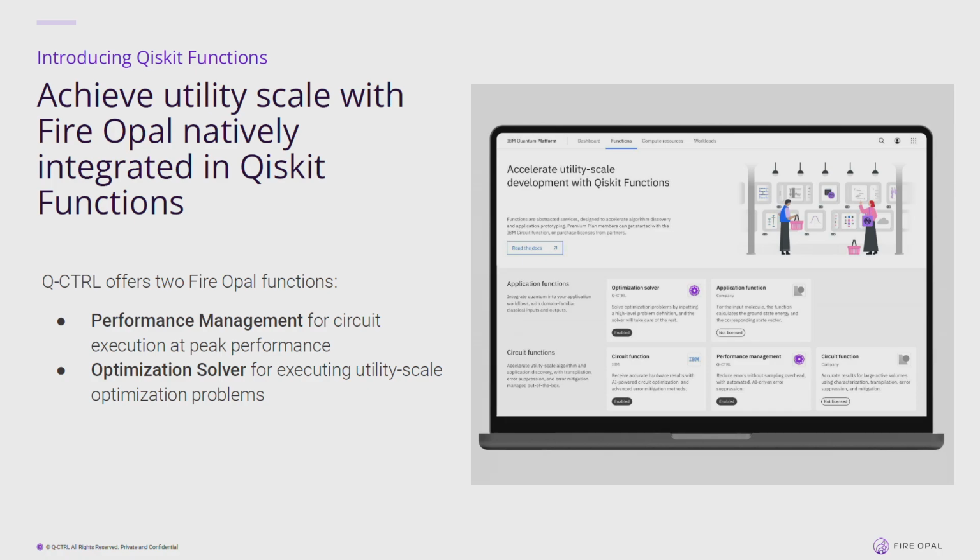That means that if you have access to the premium IBM machines, you'll be able to get access to those functions. One of them is this performance management, which is exactly what I've just showed you in the previous slide. So this whole pipeline of error suppression is going to be available through the performance management function. That's going to be very easy to adopt and use.